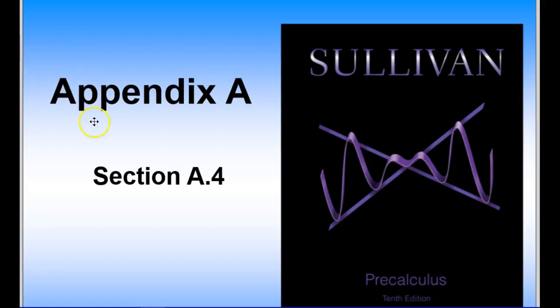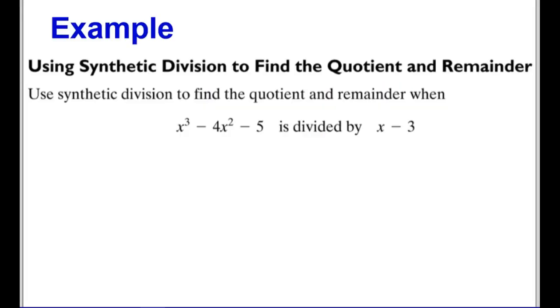Here we're looking at section number 4 in our algebra review. And we only have one real learning target for today, and that's we're going to be dividing polynomials using synthetic division. So in our third section in A3, we looked at dividing polynomials by long division. Now we're going to be using synthetic division. So let's take a look at what that looks like.